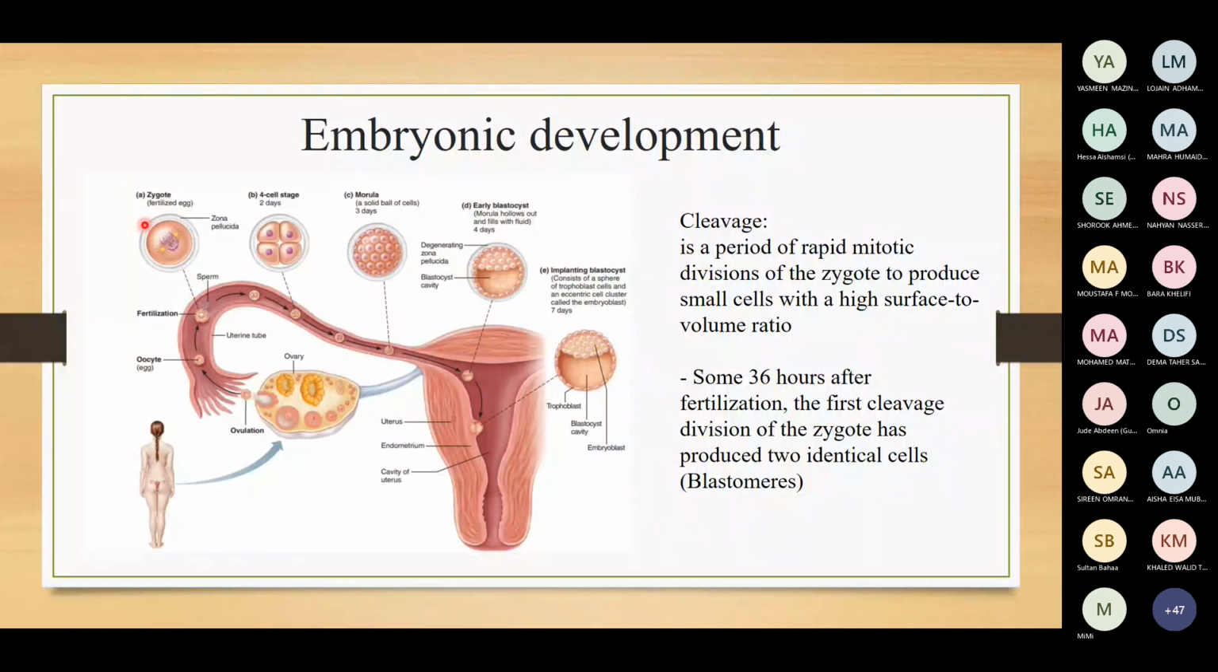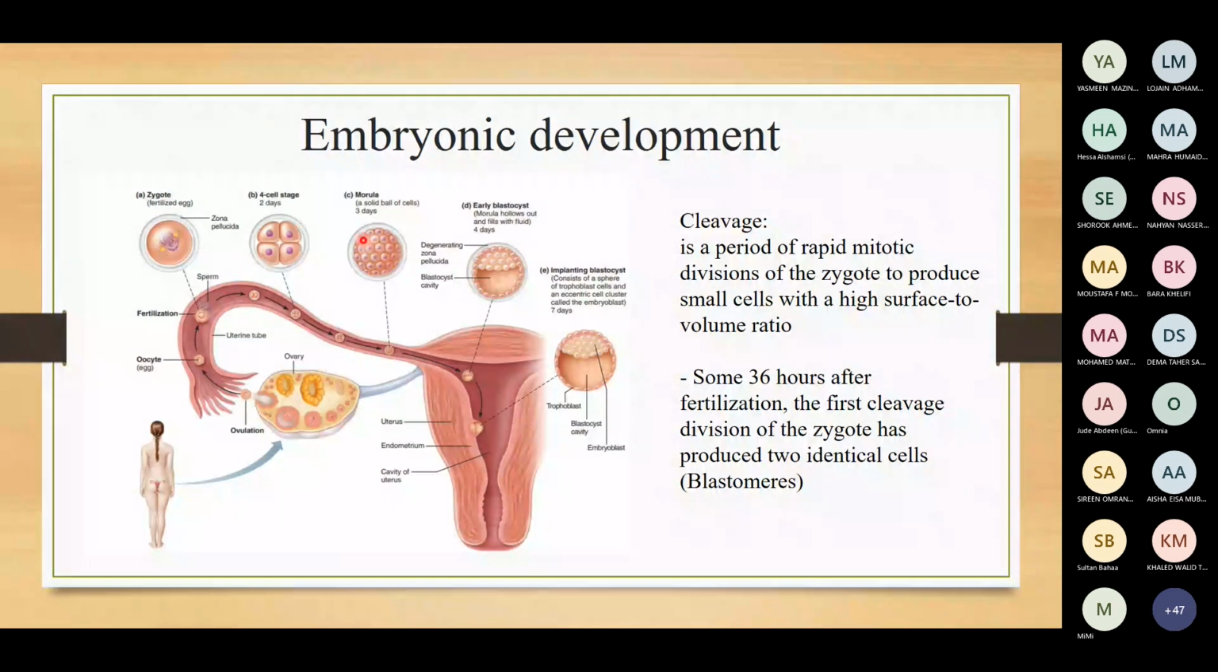Okay, so now we have our fertilized egg. We have the zygote, okay? So we're going to start with the embryonic development. This fertilized egg is going to form the baby. So at the beginning, we have the first step in embryonic development, which is cleavage. Cleavage is basically, you can think of the verb to cleave, which is to divide, to cut. So that's what's going to happen.